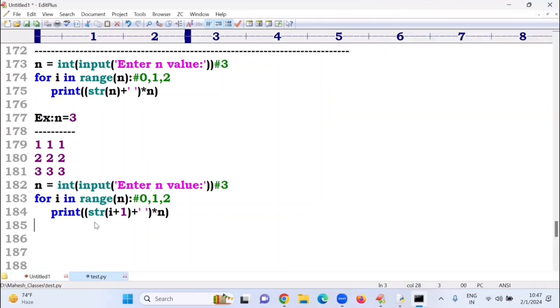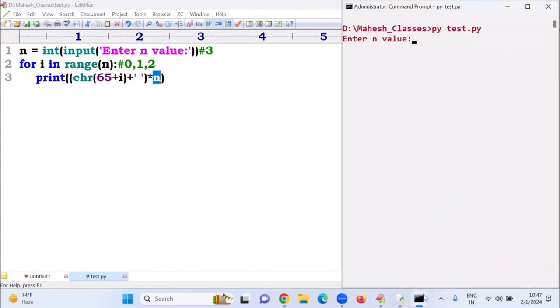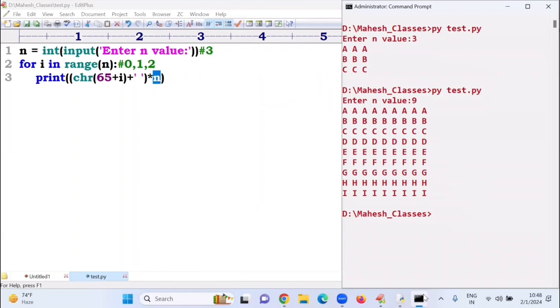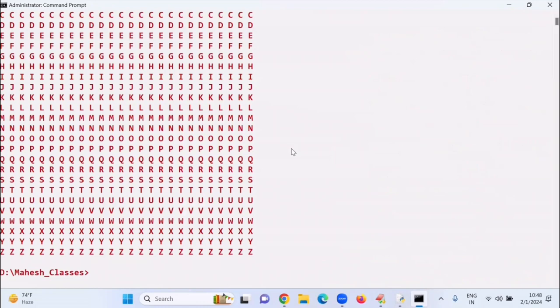Sir, now what is the value of i? 0, 1, 2. Instead of str, can I go with chr of 65 plus i? What is the meaning? 65 plus 0 means 65. 65 number character, chr means. What is the character? A. Repeated how many times? 3 times, the n number of times. All the alphabets came.